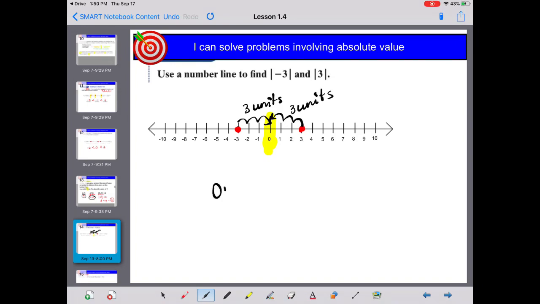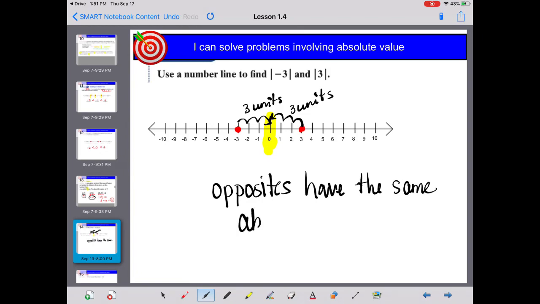So opposites have the same absolute value. Make sure this is put in your notes. Pause the video if you need more time to write.